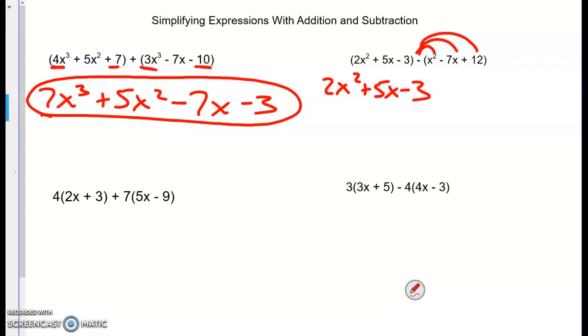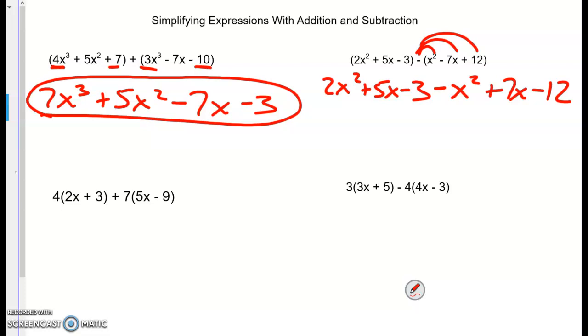And now I distribute that negative. Negative to the x squared is minus x squared. Negative to the negative 7x is positive 7x. And negative to a positive 12 is minus 12. And now I'm going to combine my like terms.